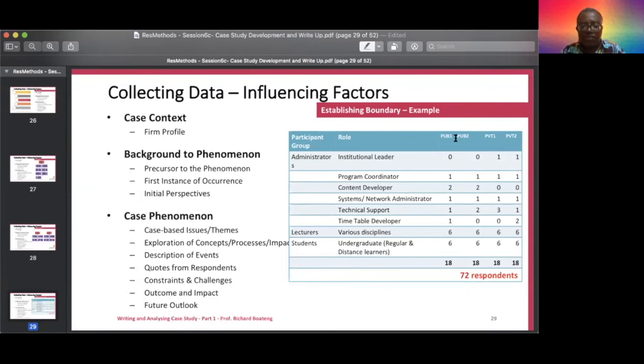So it's important that you identify your respondents, you identify the role they play and what value they'll give to your work, and identify the context in which you are using them.